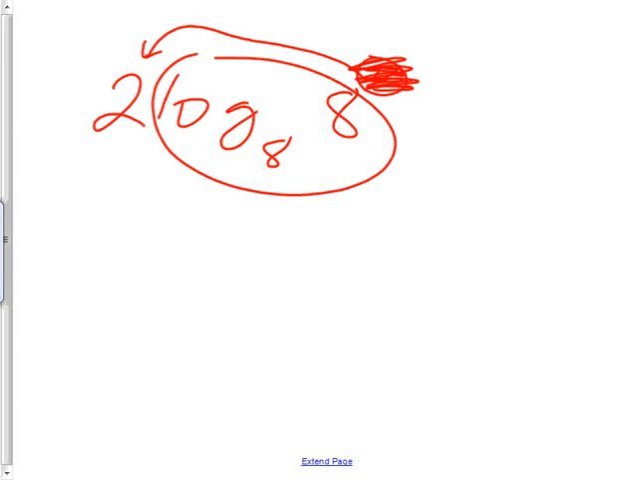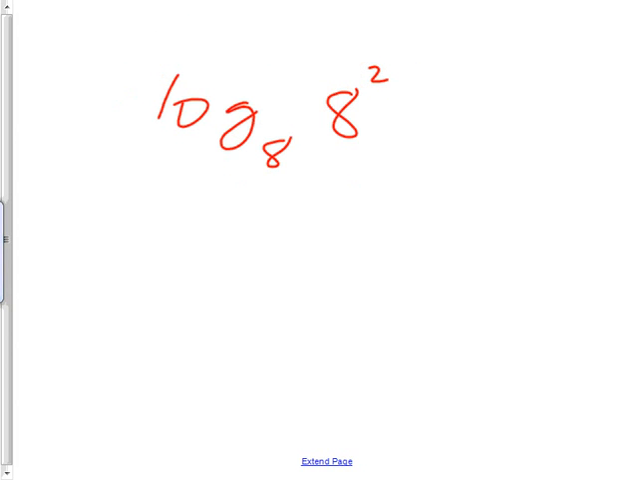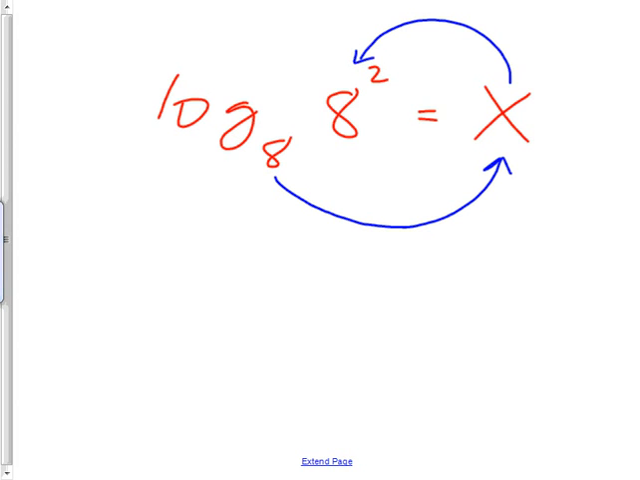Another way to show you how this one would work is to say, I don't know what it is, so I can set it equal to x, and then I can solve for x. How would I do that? This is a log. Just a second ago, I showed you how to take an exponential and write it as a log. I could take my log and rewrite it as an exponential, and say 8 to the x equals 8 squared. Therefore x must be 2.